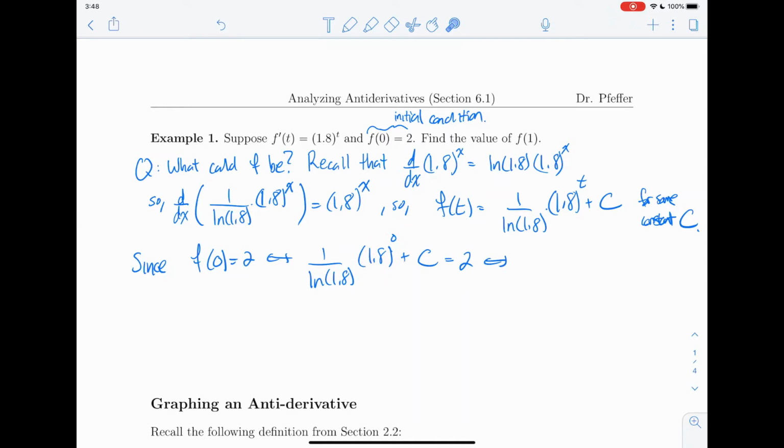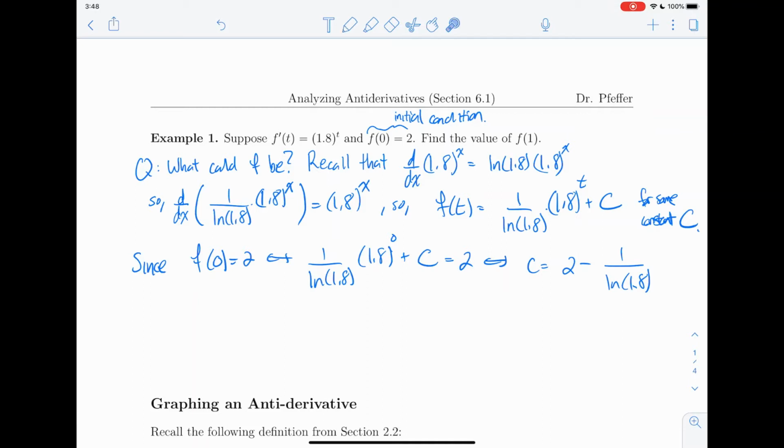So this is going to turn into 1 over the natural log of 1.8. So we're going to get 1 over the natural log of 1.8, but then I'll take that and move that to the other side. And what I'll end up with here is c is equal to 2 minus 1 over the natural log of 1.8. And that's going to be some number. I don't know what that's going to be, but that's going to be the c value.